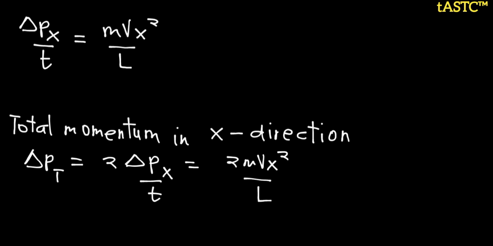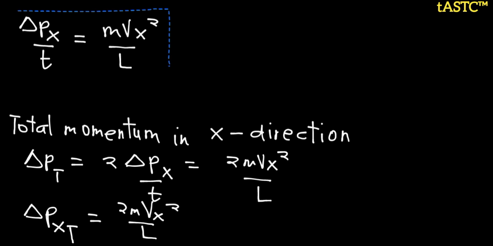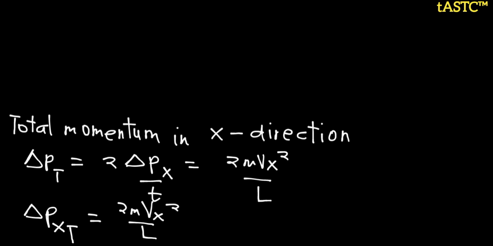Now buried at the back, this would actually be the total momentum in the x direction. So I might well still write this as dp sub x, sub x t, and that is equal to 2m vx squared divided by L. Now what is going to be the total of changing momentum with respect to all directions?